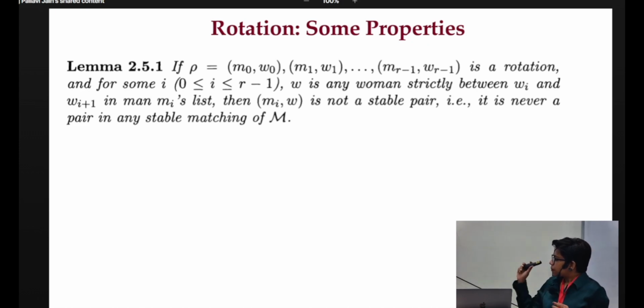So now, this property: if you have a rotation, then any woman who is strictly between, so we know that each of the adjacent pairs consists of a woman who is this man's successor, right? That's how the rotation is defined. Now, this property says that between my current partner and my successor partner, all the women that are there can never be part of a stable matching. Why is this obvious, or should be obvious?